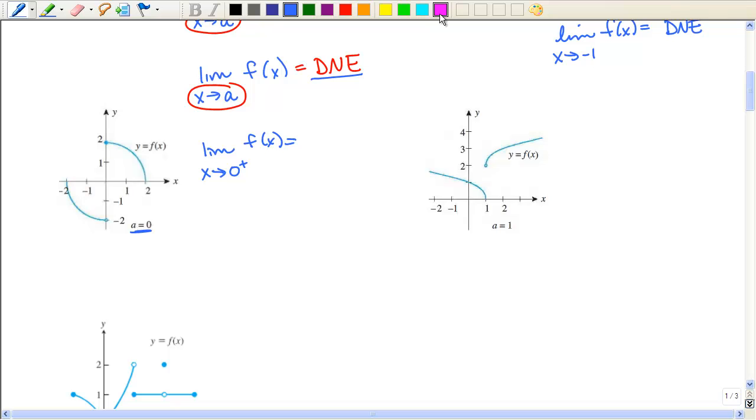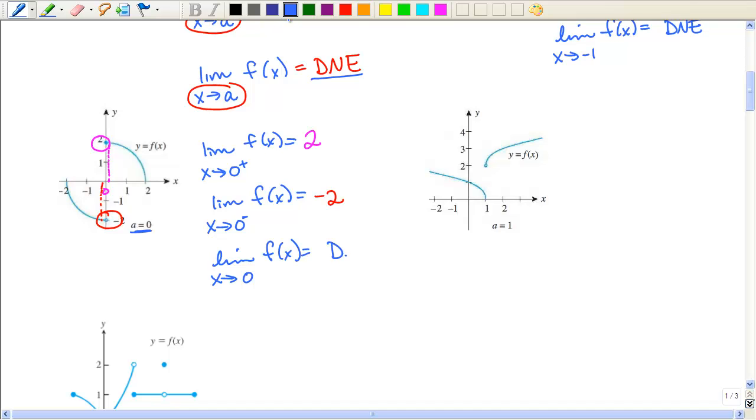Next one, we want the limit as x approaches 0 from the right-hand side. Here's 0. I want to go a little bit bigger than 0. What is my y value getting close to? 2. Then we have x approaches 0 from the left-hand side, a little bit left of 0. I'd have to come down here to this part of the function, and that's -2. If I ask you what is the limit as x approaches 0, it does not exist, because again, those don't match. You've got to really get used to that notation with the little pluses and little minuses to the right of the number. It's really odd looking.